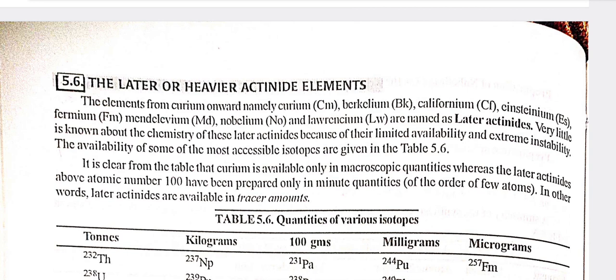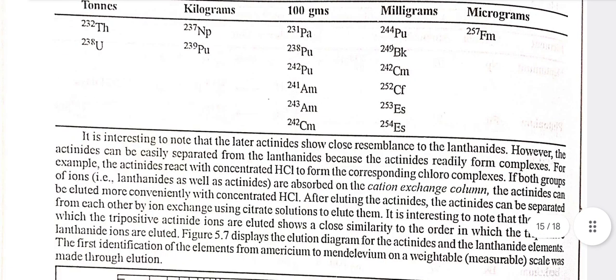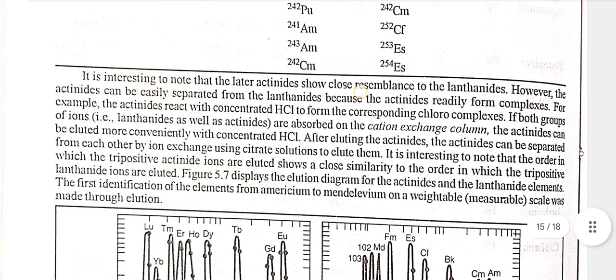It is clear from the table that curium is available only in macroscopic quantities, whereas the later actinides above atomic number 100 have been prepared only in minute quantities. In other words, later actinides are available in tracer amounts. It is interesting to note that actinides show close resemblance to lanthanides.